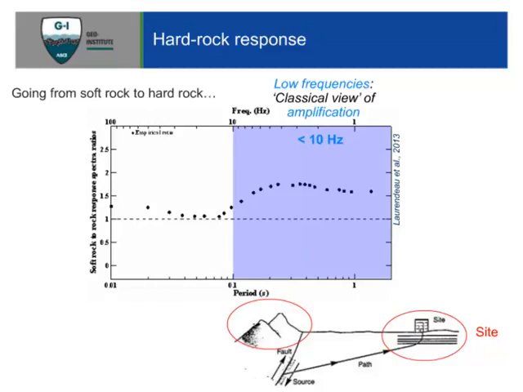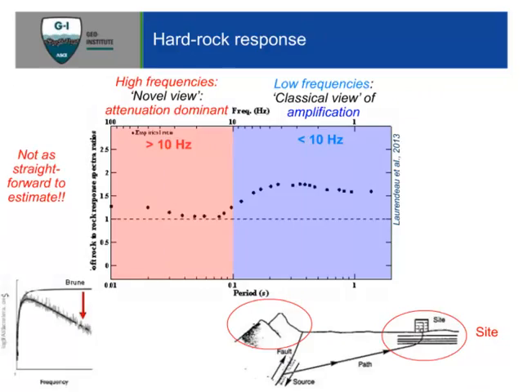The problem is when we get to higher frequencies or shorter periods, if you will, so frequencies perhaps above 10 hertz, then the dominant mechanism is no longer the classical amplification or impedance contrast. It's more attenuation, and that's a whole new world, and it's much less straightforward to compute that, and we don't have as many standardized tools to do that.